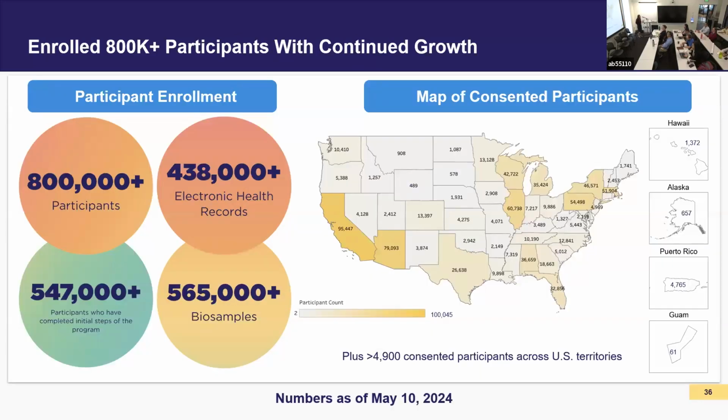So we have over 800,000 participants who have signed up to be part of the program. Almost 550,000 now have done the initial steps of the program, meaning that they've given a biospecimen, have answered our initial surveys, and have authorized linkage to electronic health records. You can see that we actually have participants across the United States, including Alaska, Hawaii, Puerto Rico, and Guam. And these are numbers as of May, so these have increased over time. This is sort of a heat map, so we show where our participants are more concentrated in the darker colors.